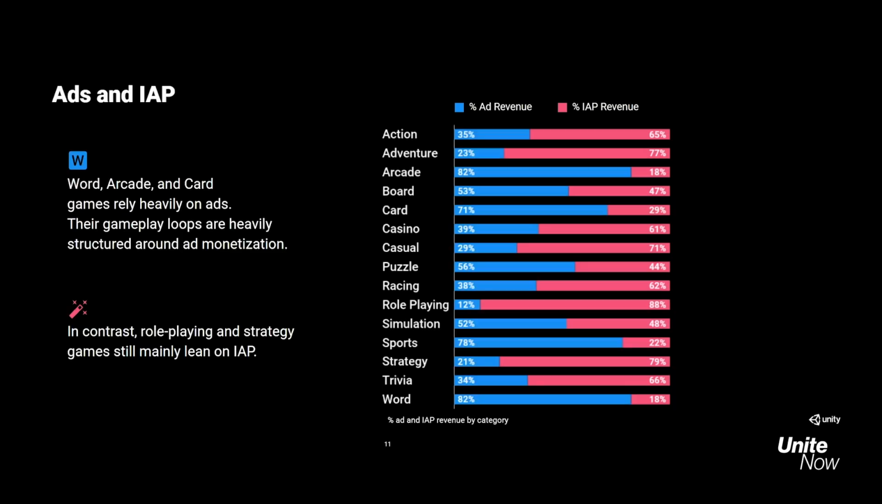In contrast, genres like strategy and role playing games are still heavily in app purchase focused. If you're familiar with mechanics in these games, this makes a lot of sense. They tend to heavily prioritize repeat spending to open mystery boxes, refresh stamina or energy, and engage with randomized gacha systems. Progression in these genres is also pretty closely tied to either time spent or money spent within the game by the player.